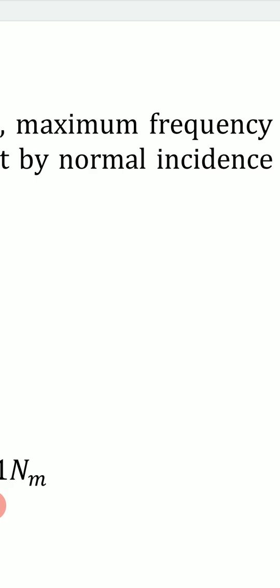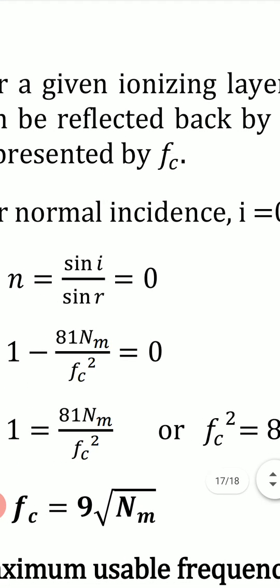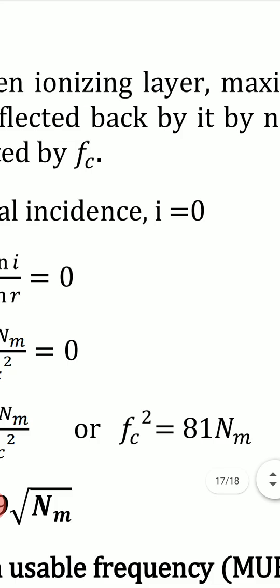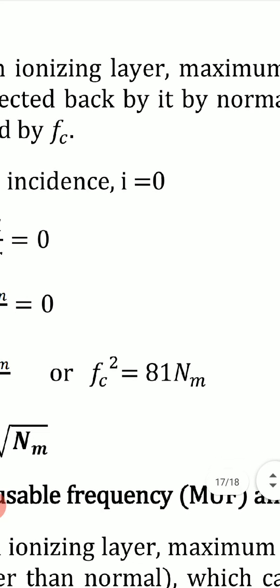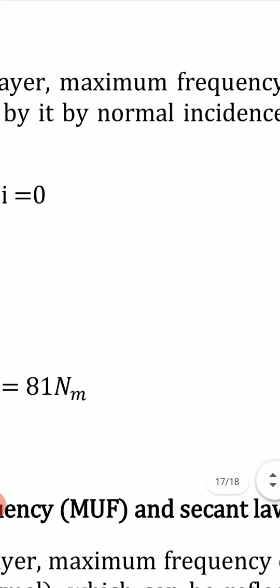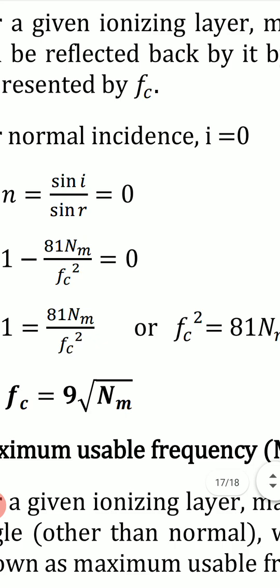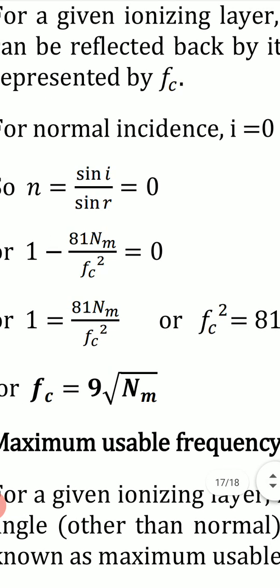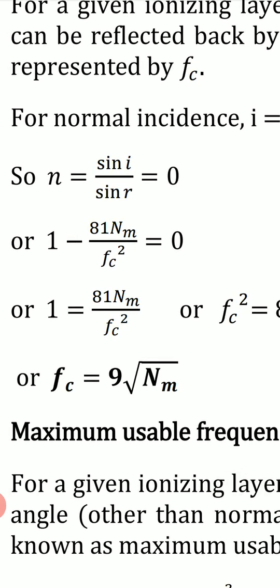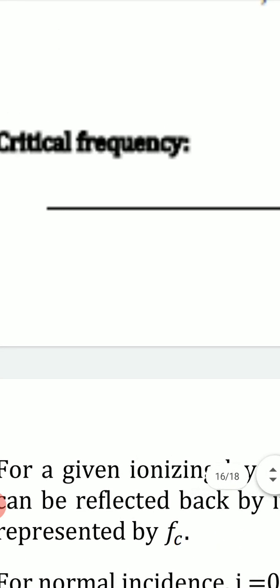For normal incidence, it means I equals 0. When the angle of incidence is 0, it is called normal incidence. So I is 0 for normal incidence, then n, which is sin I upon sin r, becomes equal to 0, and n is root 1 minus 81 Nm upon fc square from this formula.